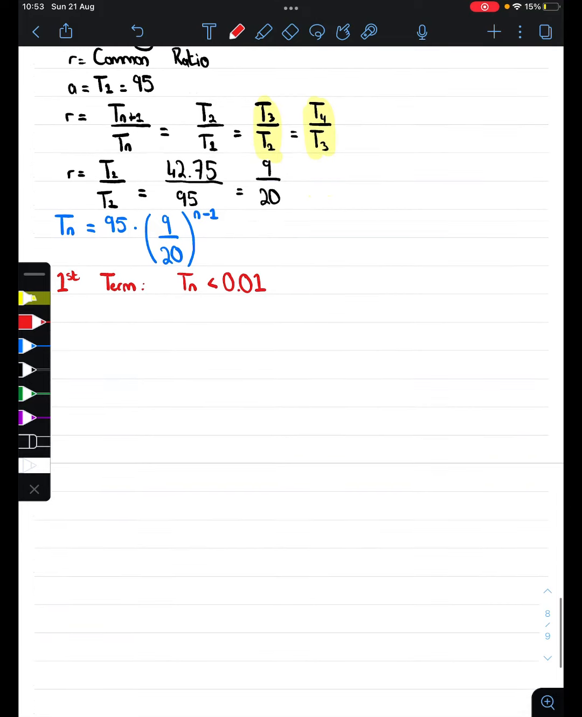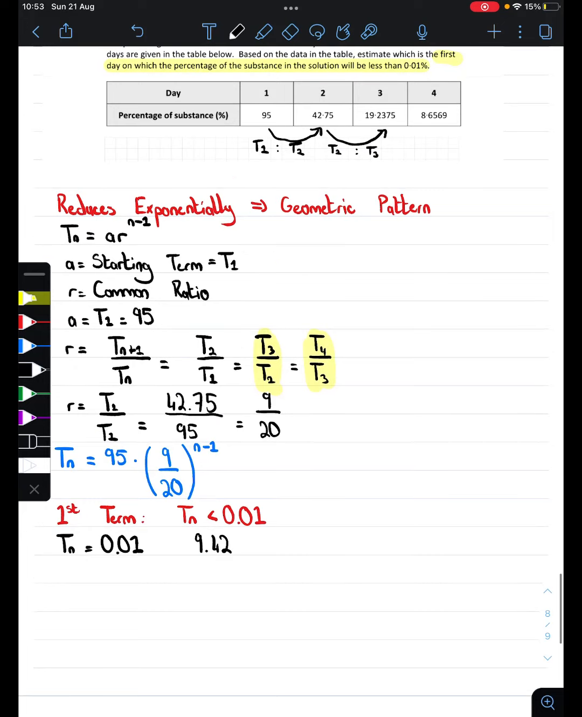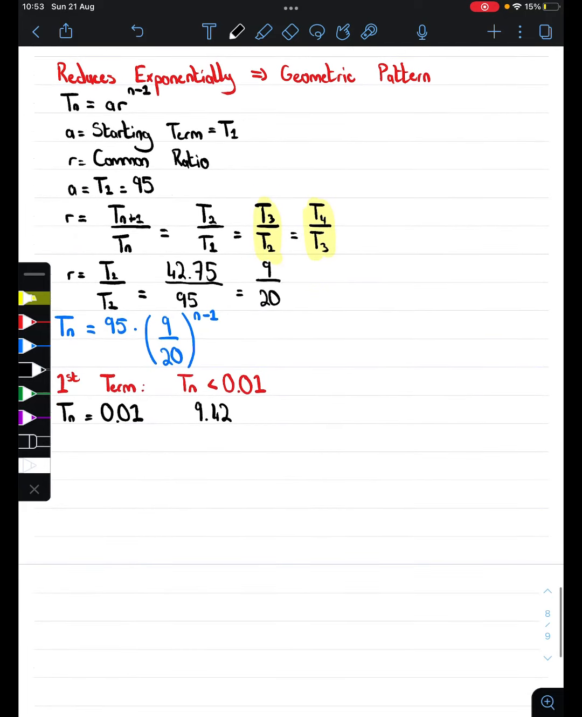Okay, so how we're going to do this is, we're going to let our formula Tn equal 0.01, and then this will probably not give us a whole number. So maybe this will be 9.42. So after 9.42 days, the amount of the substance in the solution will be 0.01%. And so we'll have to round up to find the first day that it is less than 0.01.